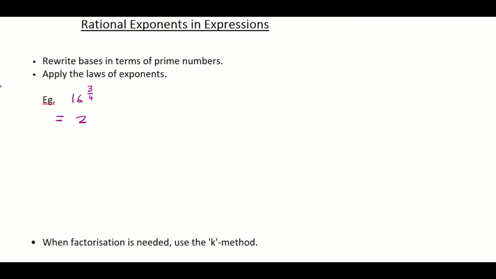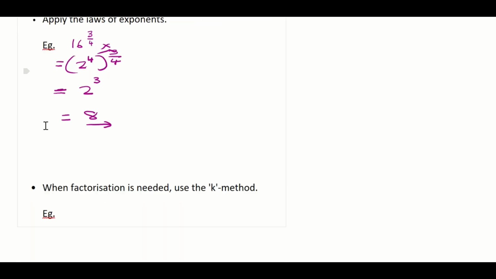So let's do this example. 16 with a prime base is 2 to the power of 4, and we put the exponent outside the bracket. And remember how we do a power raised to a power? You take the two exponents and you multiply them. So this is 2 to the power of 4 times 3 over 4, which is going to leave you with 2 to the power of 3, which is equal to 8. Simple and straightforward. Let's look at the next one.